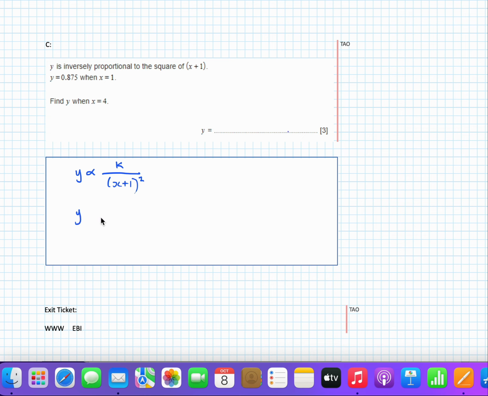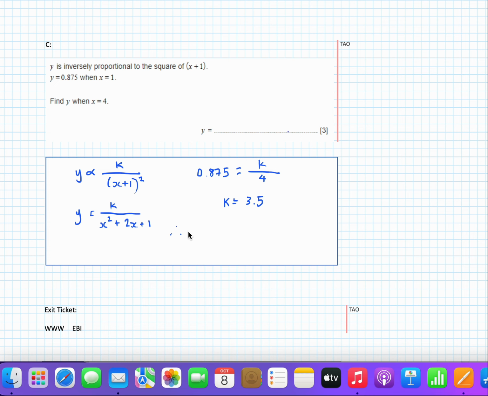So y is equal to k, and we can just multiply that out as well if you want. It's up to yourself really. x squared plus 2x plus 1. And now we plug in our values. So we're given y is equal to 0.875 is equal to k, and x is 1, so this should be okay. 1 plus 2 plus 1 is 4. Divide both sides by 4. Use a calculator here more than likely, and you'll get k is equal to 3.5.